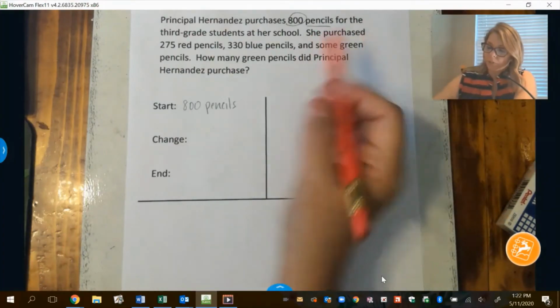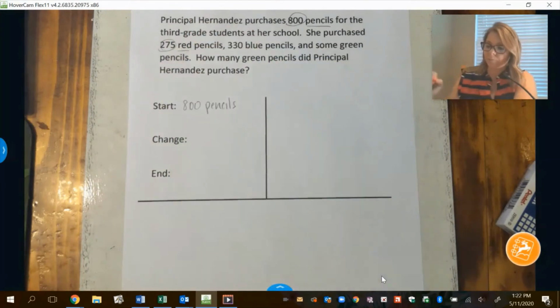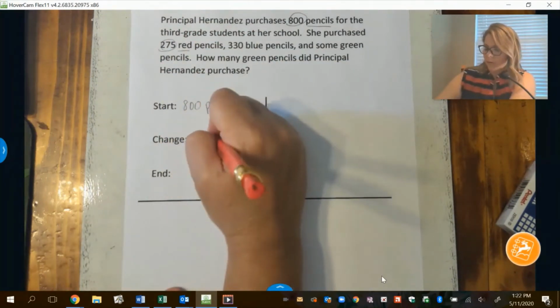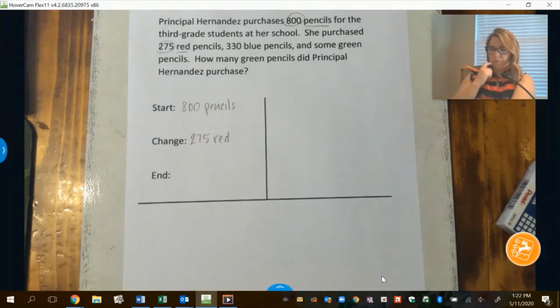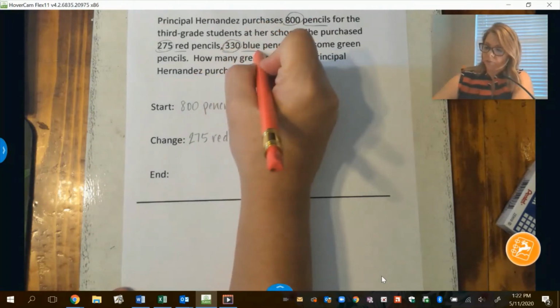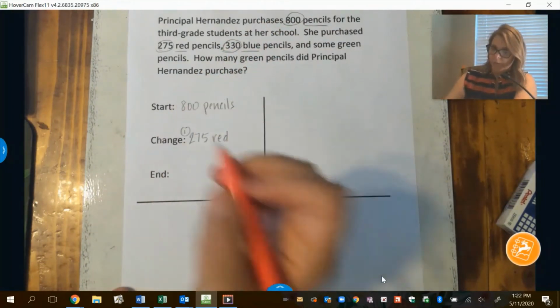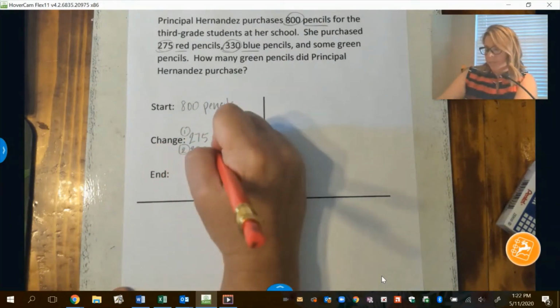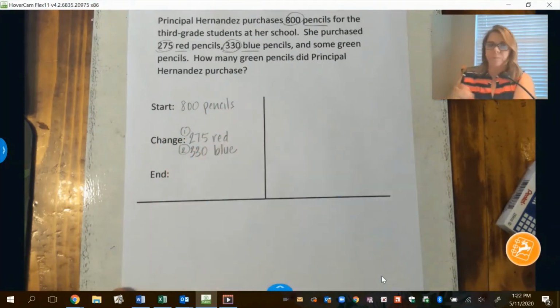Then it says she purchased 275 red pencils. So let's add that into our change. That's our change for the red pencils. 275 red. Then it says right here, this is the second change, 330 blue. So I'm going to label this 1. I'm going to label this 2. 330 blue. And it's asking how many green pencils did Principal Hernandez purchase? So it sounds like we're missing some information.